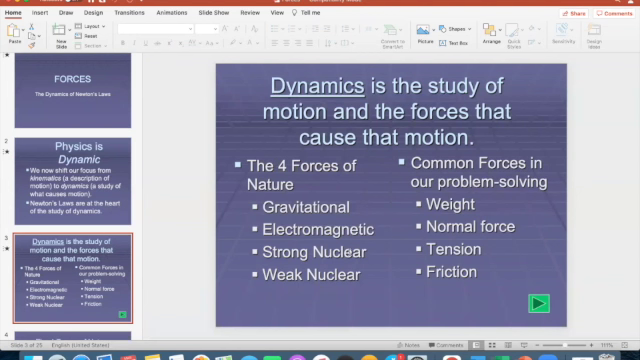We won't get too far into nuclear forces right now because that's going to be later on, in a later chapter. And the electromagnetic spectrum is something that we will talk about later in the semester. So for right now, gravity, weight, normal force, tension, and friction are the common forces that we're going to focus on.